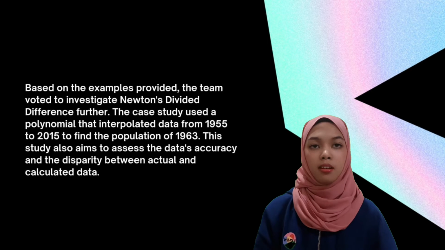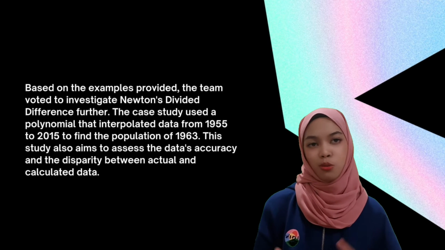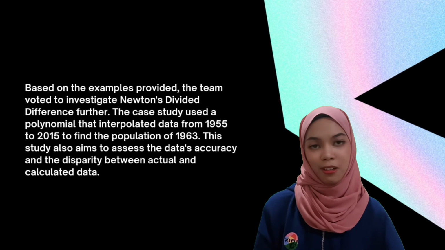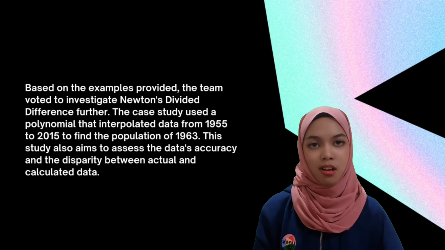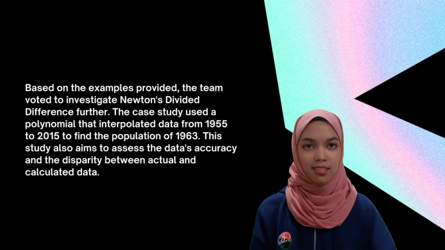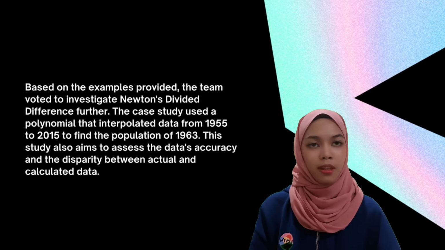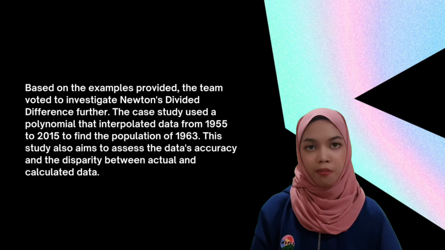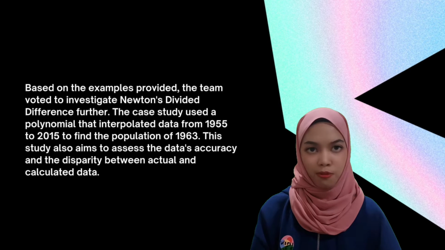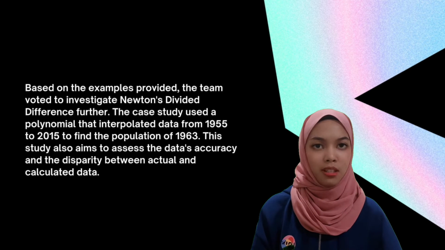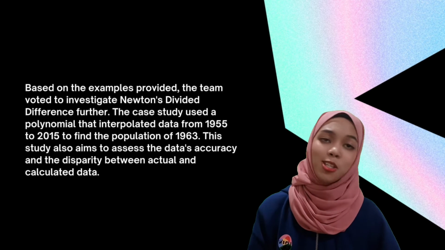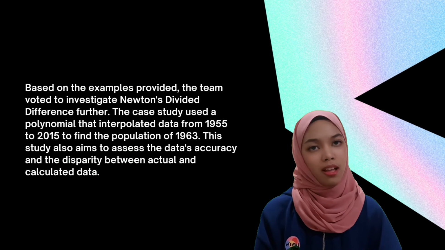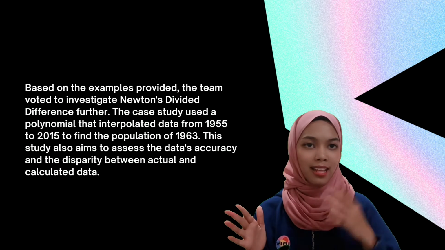So based on the real-world examples provided, the team agreed to vote to conduct a more in-depth investigation into Newton divided difference. The case study was to validate the Malaysian population census that was taken every 5 years from the years 1955 to 2015, in order to discover the population of the year 1963 from a polynomial that interpolated the data from the years 1955 to 2015. Furthermore, the goal of this study is to determine the accuracy of the data as well as the disparity between the actual and calculated data.